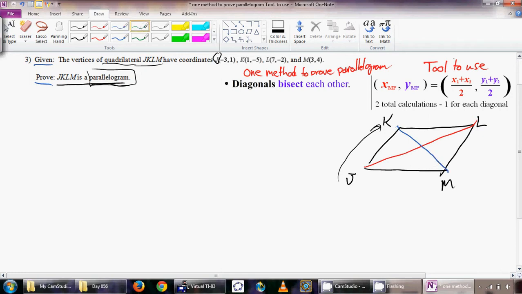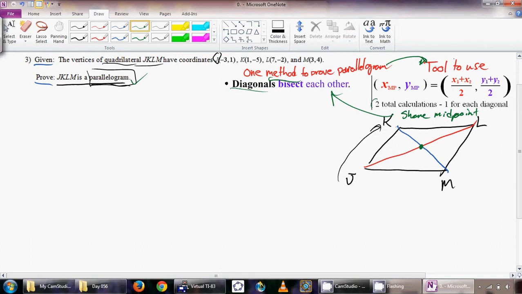And the way we'll show it is to show that those 2 diagonals share a midpoint. If you can show that the diagonals share a midpoint, that means they bisect each other. And if you can show that the diagonals of this shape bisect each other, then you've accomplished that JKLM is a parallelogram. So that's the flow of what we're doing.